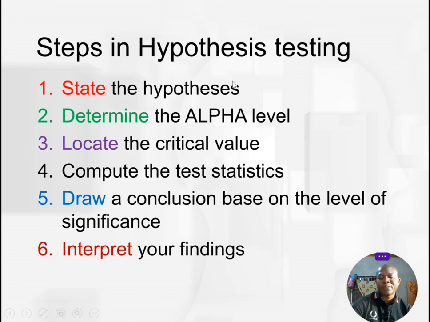Now, there are 6 basic steps by which we can test hypothesis, as a means of summary. Number 1, we have to state the hypothesis. We have 2 types of hypothesis, the null hypothesis and the alternative hypothesis, which is the position of the researcher. Number 2 is to determine the alpha level. We must set an alpha level before we start a research. We usually describe it as the p-value, and a p-value of less than 0.05 is the conventional. While the third step is to locate the critical value, and then we compute the test statistic, and then we draw conclusions based on the level of significance we have established, and then we have an interpretation of our findings.